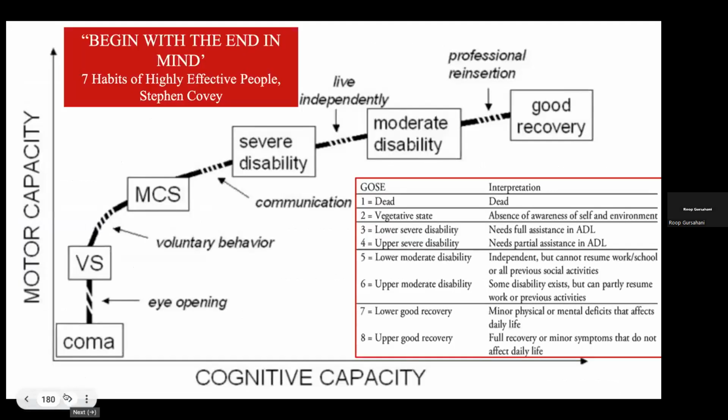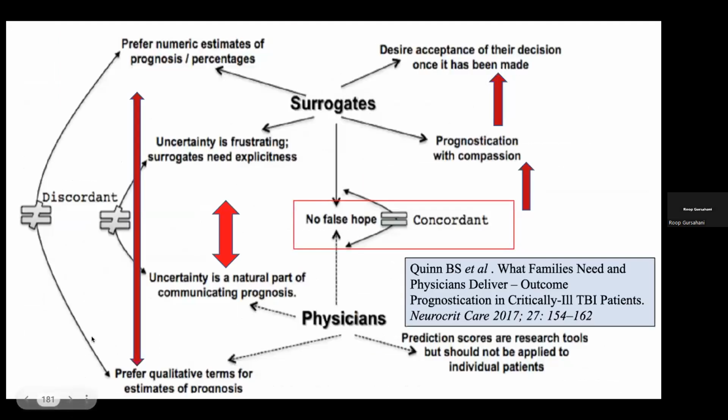Remember that when you're communicating prognosis, families have no clue what you're talking about. And for them, they've heard of miracles. They think people are going to recover well. So you have to be very clear about that. They want prognostication done with compassion. Whatever they decide, they want their decision to be accepted, even though you may not agree with it.